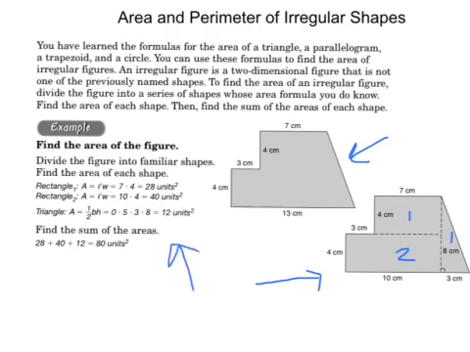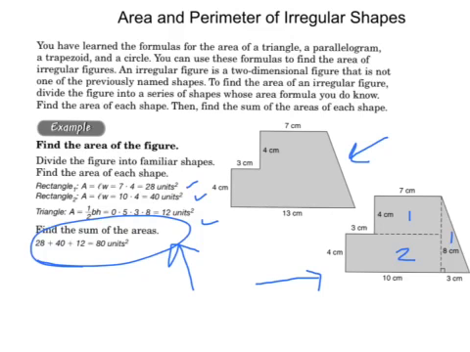We find the area of the first rectangle by doing 7 times 4, length times width, and we get 28. Then we find the area of the next rectangle, which is 10 times 4, again length times width, and we get 40. Then we find the area of the triangle, 1/2 base times height, which in this case would be 1/2 times 8 times 3, which is going to be 12. Last thing is we add them all together.